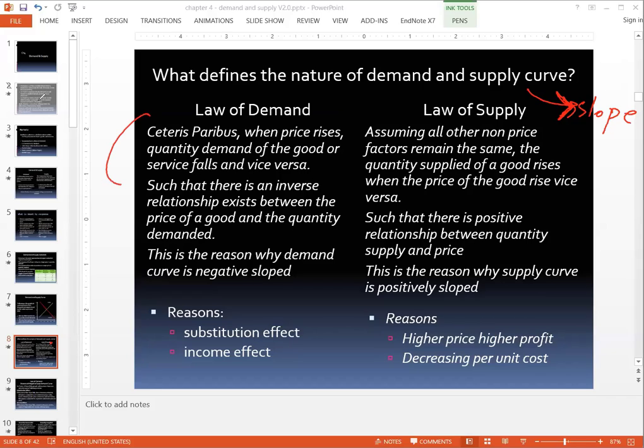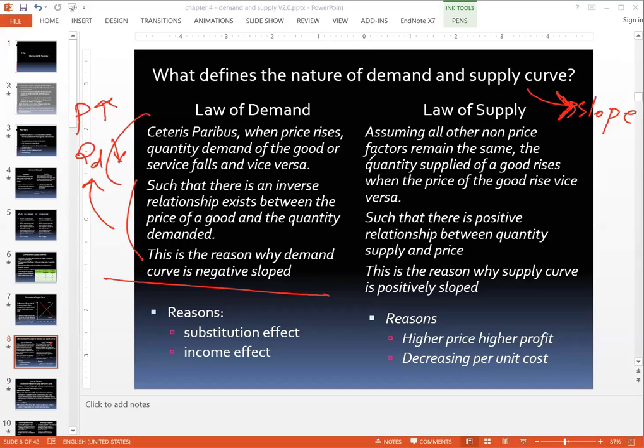So this law tells us that when there is an increase in price, quantity demanded falls. People tend to buy less, such that there is an inverse relationship between quantity demanded and price. Okay, this is the reason why the demand curve is negatively sloped. So the law of demand tells us that whenever goods are expensive, buyers usually buy less, and this justifies the negative slope of the demand curve.